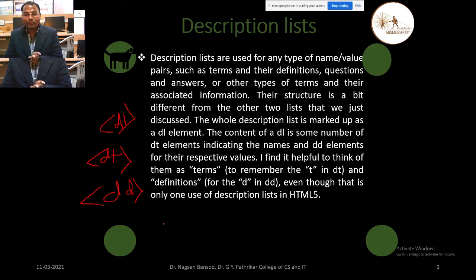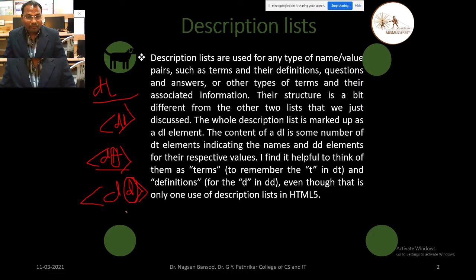I find it helps to think of them as term, to remember the T in DT, and definition, for the D in DD. This is the term, this is the definition, and this is the list. DL is the descriptive list, DT is the descriptive term, and DD is the descriptive definition. This is the only use for description lists in HTML5.